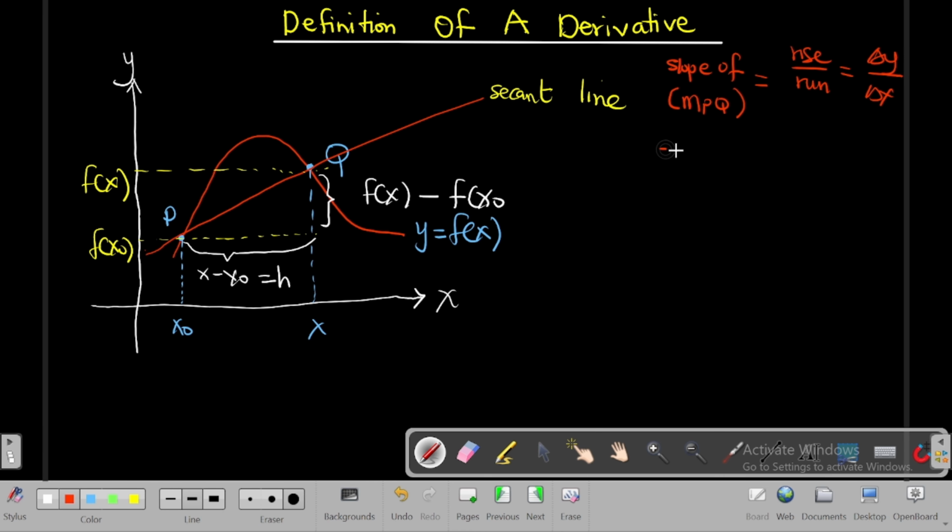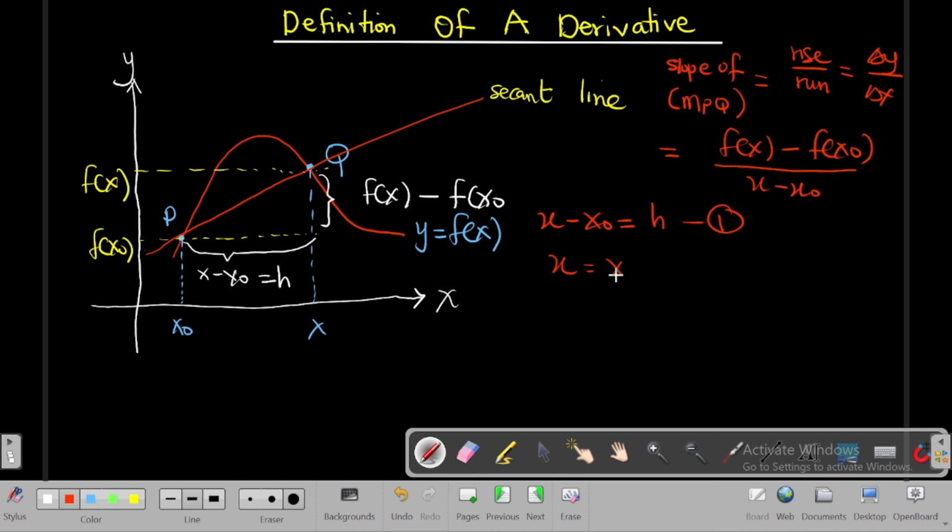right? So from here we can see the change in the y-axis is f of x minus f of x naught, all over x minus x naught, right? But we have established that x minus x naught is equal to h. So let's name this equation 1. With the same analogy, we can also say that x will be equal to, sending x naught to the other side of the equation, x naught plus h, as equation 2.